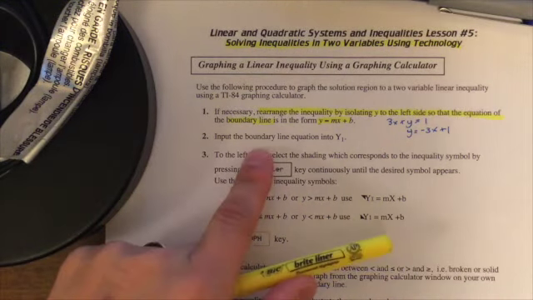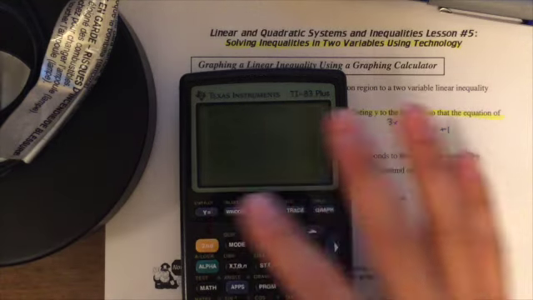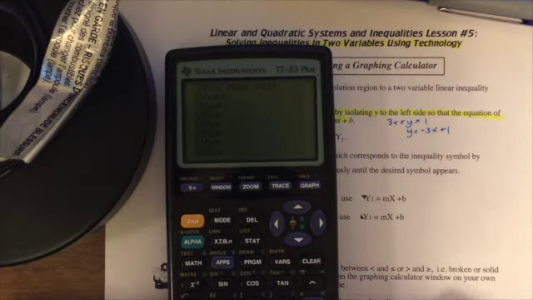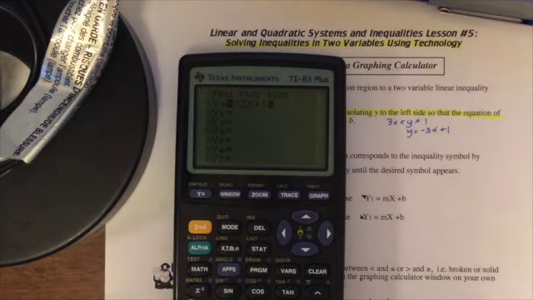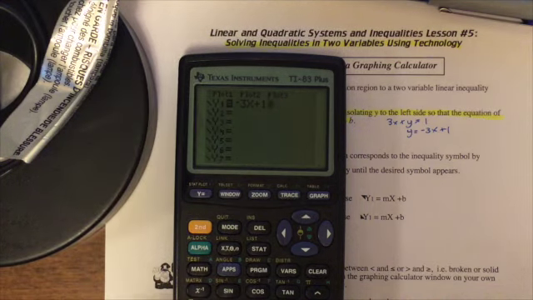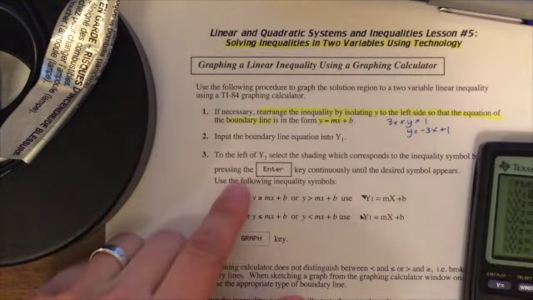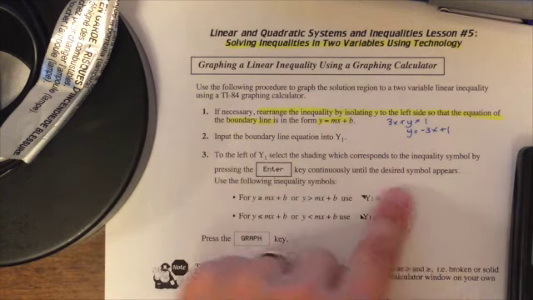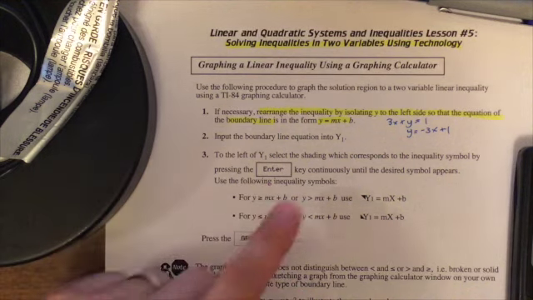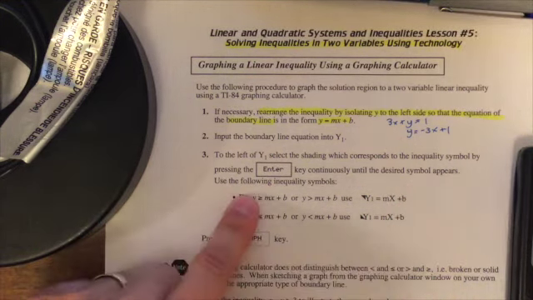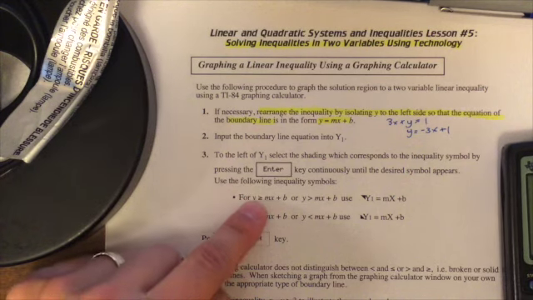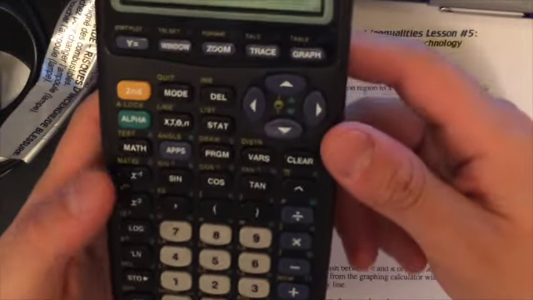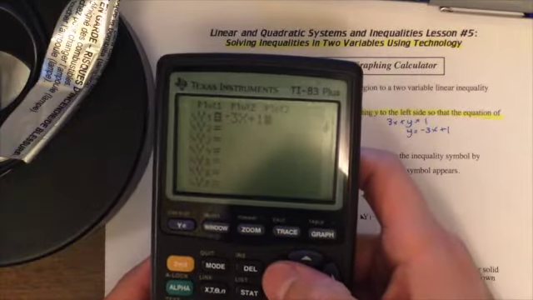The second step is to input that into our calculators: y is equal to negative 3x plus 1. The next thing I want to do is, to the left of y1, select a shading which corresponds to the inequality symbol by pressing the enter key continuously until the desired symbol appears. So use the following inequality symbols for y is greater than mx plus b, greater than or equal to.